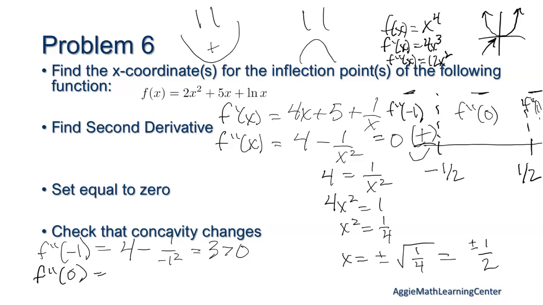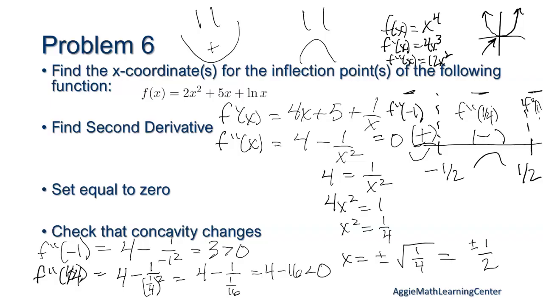And f double prime of 0, we can't plug in 0. 0 is usually a good choice, but we can't plug in 0 for this one. We could do 1/4. How does that sound? All right, 1/4 is between -1/2 and 1/2. f double prime of 1/4 is equal to 4 minus 1 over 1/4 squared, which is equal to 4 minus 1 over 1/16, which is 4 minus 16, which is definitely less than 0. So it's negative in this interval, so it's concave down.